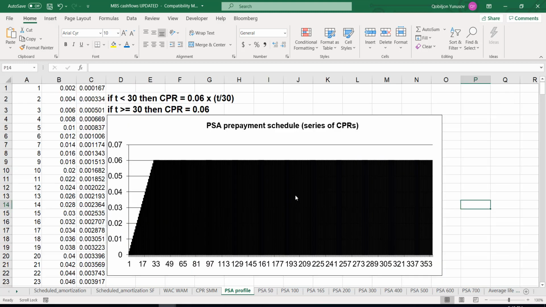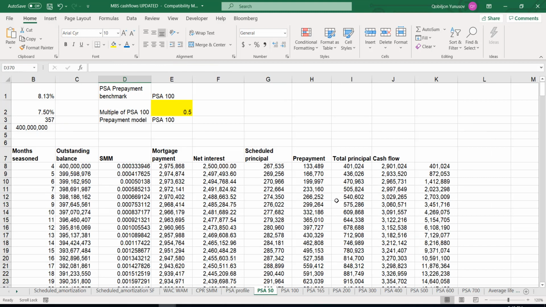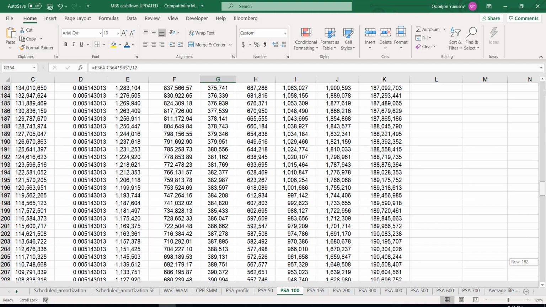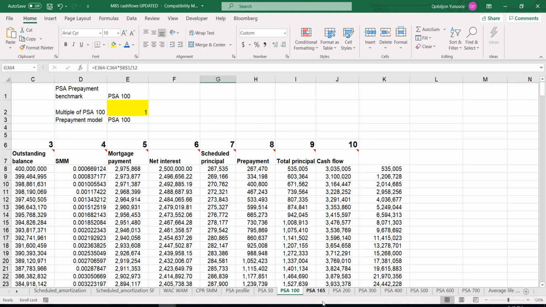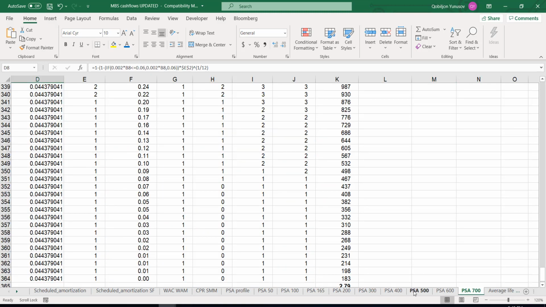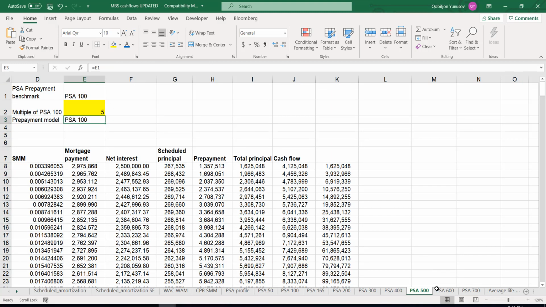Okay, so here this cash flow is based on the PSA. So PSA 50 is this cash flow, PSA 100, PSA 165, and all the way to PSA 700. I'll make this Excel spreadsheet available for you so you can play with this.